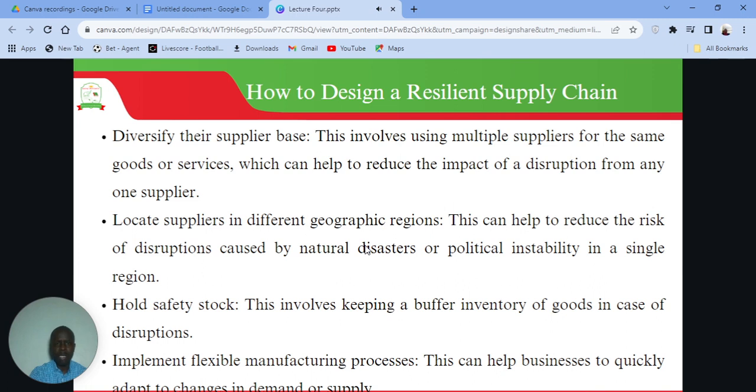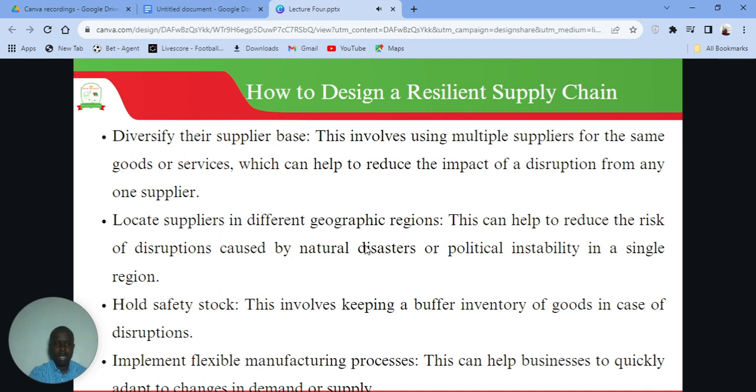Now, how to design a resilient supply chain? What we need to do, number one, we need to diversify the supply base. So that means we are not solely dependent on one supplier. The other one is locate suppliers in different geographical regions. So do not depend on suppliers who are in the same geographical region.